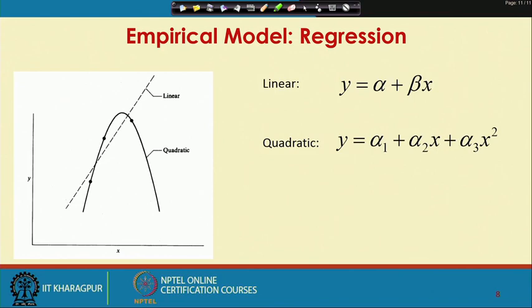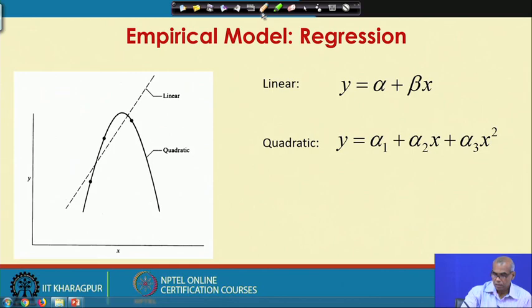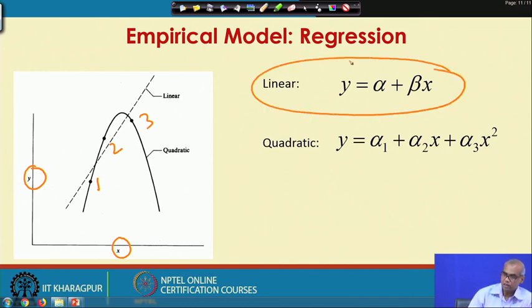Empirical models are purely data based models. What you see here is a relationship between input variable x with response y, and I have data 1, data 2 and data 3. So, the question I ask is, can I fit a linear equation through this data, so that the behavior or relationship that exists between this data will be represented by this model.